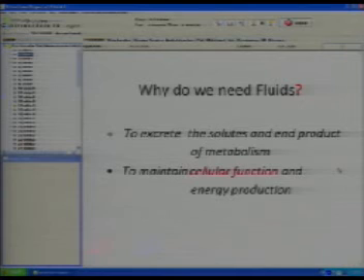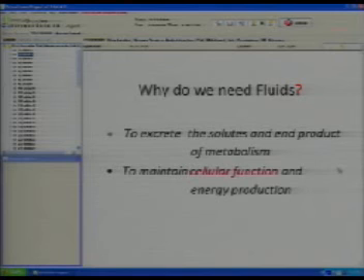So initially we'll try to understand the physiology of fluid therapy before going to the clinical aspect of how to manage, and how much, and what. So first of all, let's understand why do we need fluids.